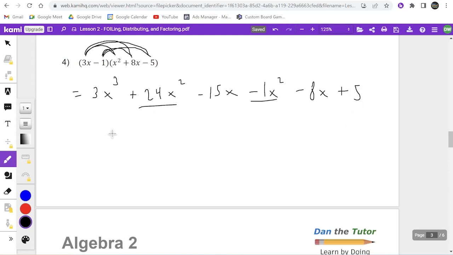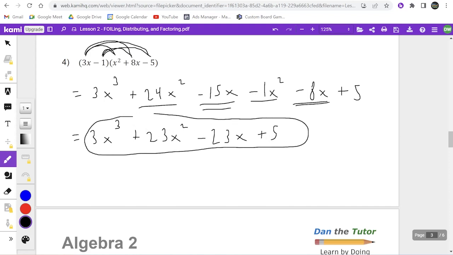And now I need to combine like terms and write it from highest to lowest degree. So in other words, the 3x cubed goes first, and that cannot combine with anything. Next is 24x squared minus 1x squared. That's going to be plus 23x squared. Next, I'm going to add the negative 15x and the negative 8x. Notice I'm giving those two underlines each to differentiate it from the x squared terms. Negative 15 minus 8 is minus 23x, and then plus 5, and there's our final answer. Hopefully you got that, or you are on the way to getting that. Any questions on number 4?